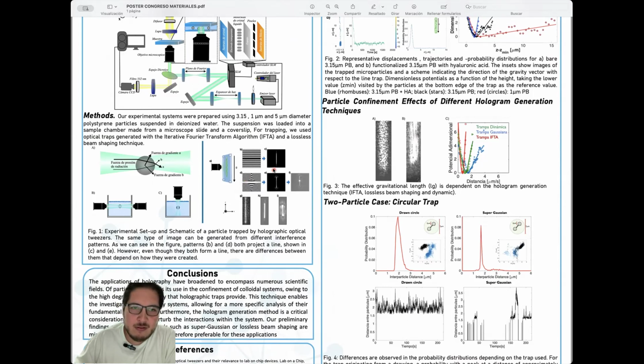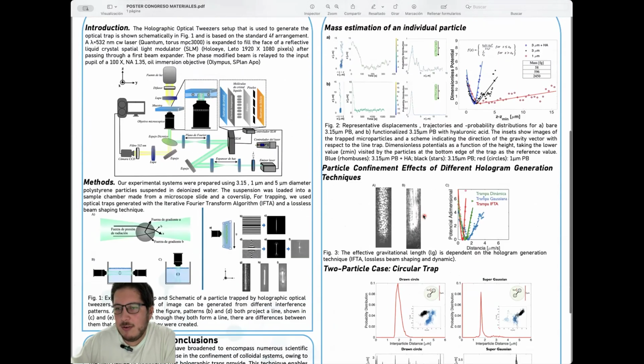In this work, we use basically two techniques, an iterative Fourier transform algorithm (IFTA) and lossless beam shaping. So let's move to the results.